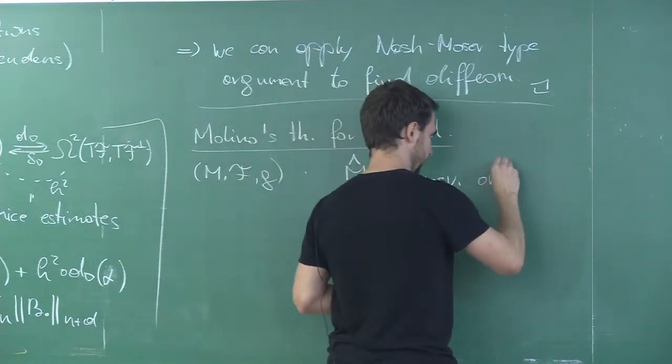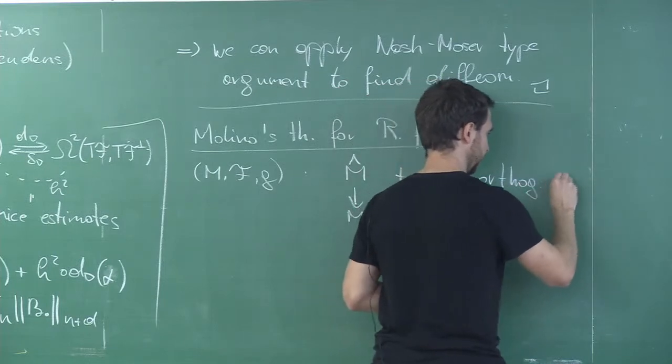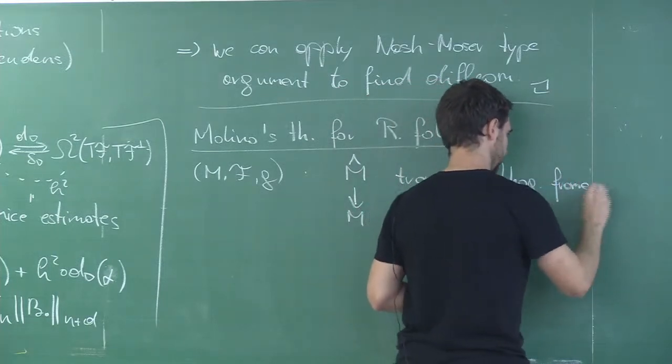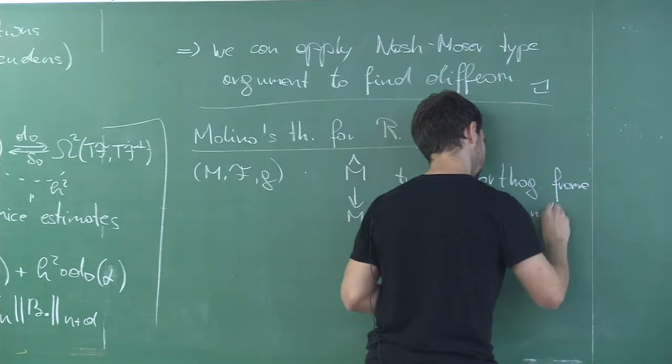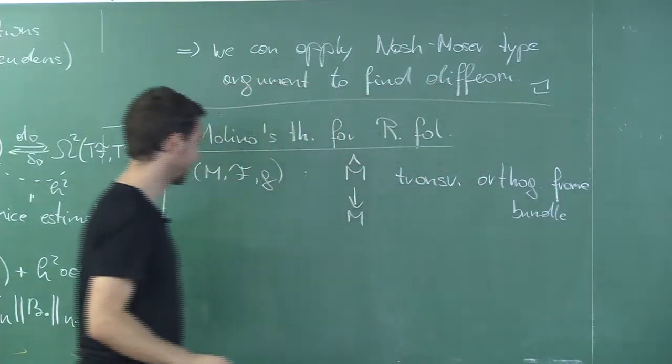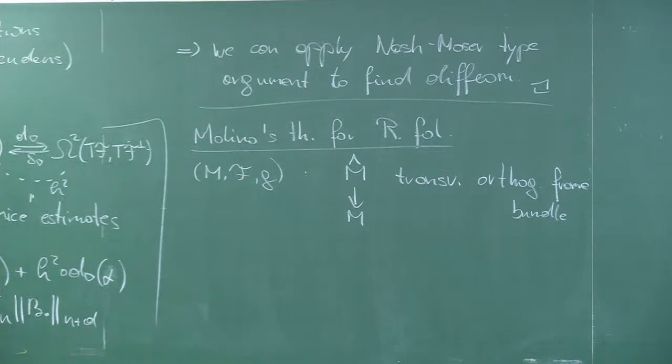Transverse frame bundle. So that's an O(q) principal bundle, where q is the codimension of the foliation.